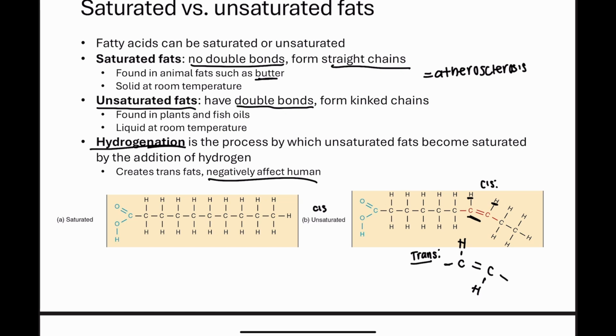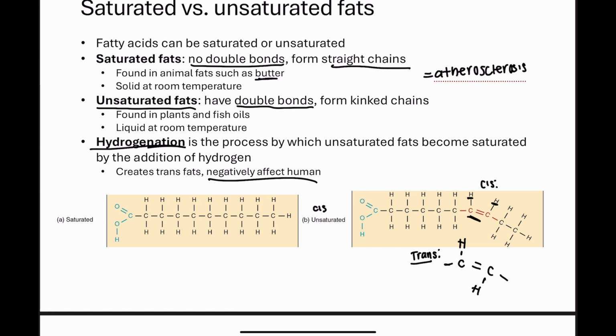And atherosclerosis is plaque that builds up in our arteries. And then trans fats, they can exacerbate those effects. And we have hydrogenated vegetable oils, and those are found in products like peanut butter and margarine. And these hydrogenated vegetable oils are going to stop the separation of our lipids as oil.